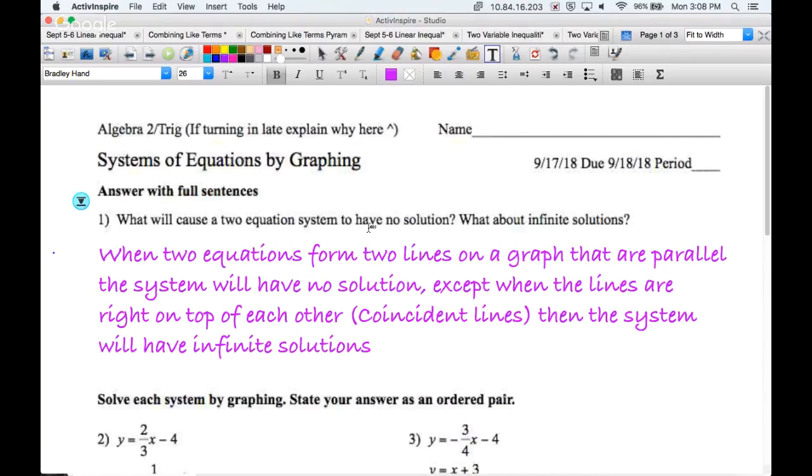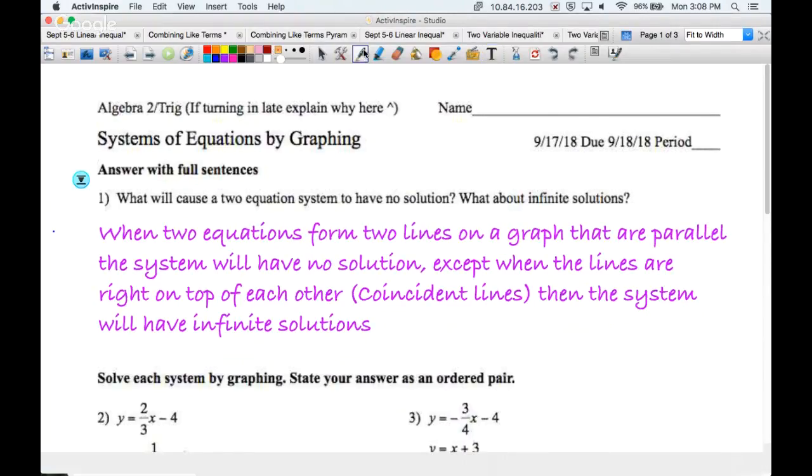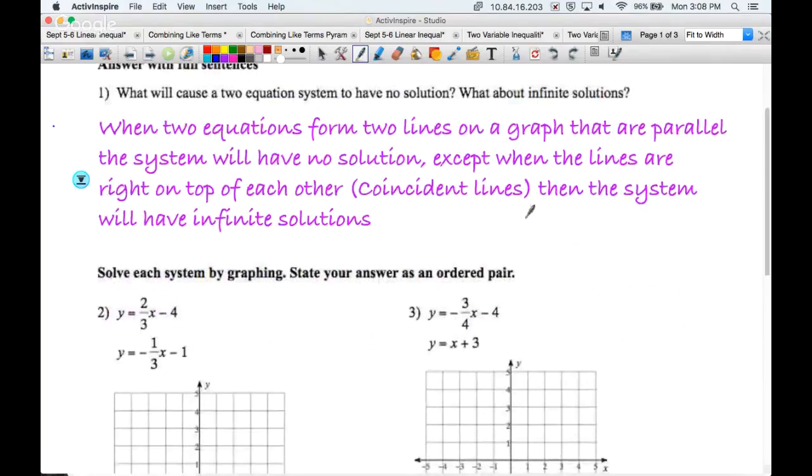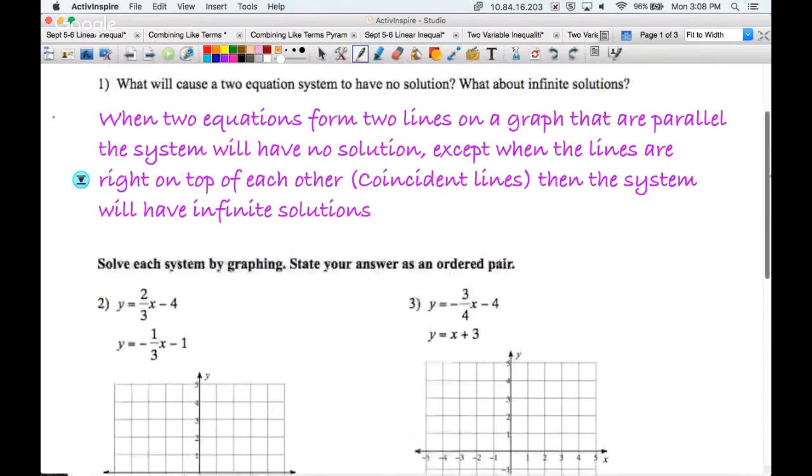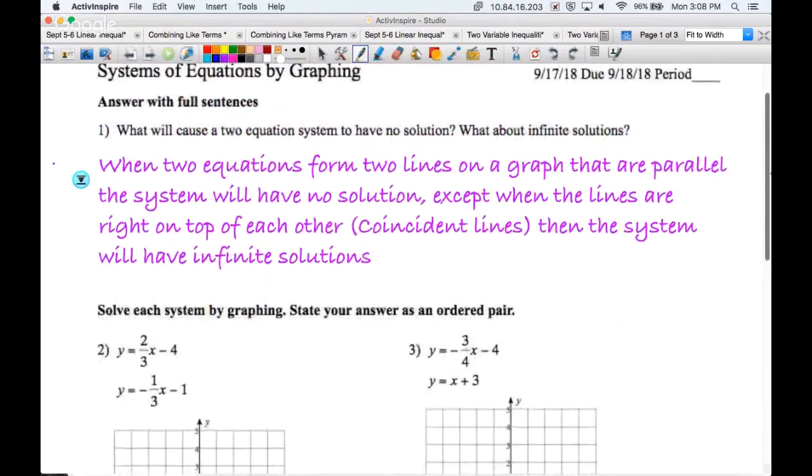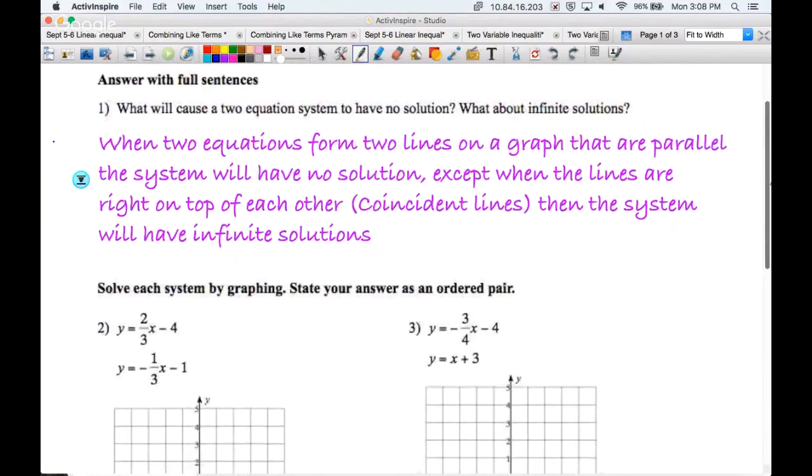What that means is that there's no combination of two numbers that'll make both of the equations true at the same time. And we can observe that graphically because the lines are parallel to one another. Except for when they're right on top of each other, then every solution to one of the lines is a solution to the other line, and each line has infinite points, therefore infinite solutions. Another way to think about it.